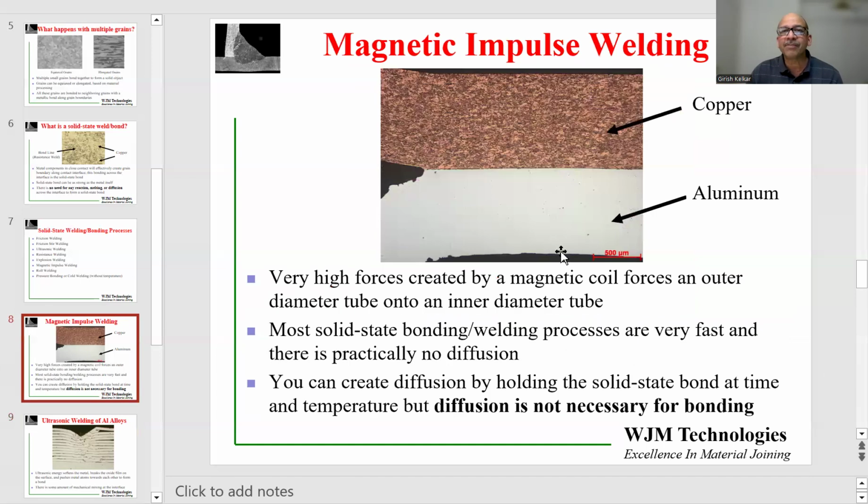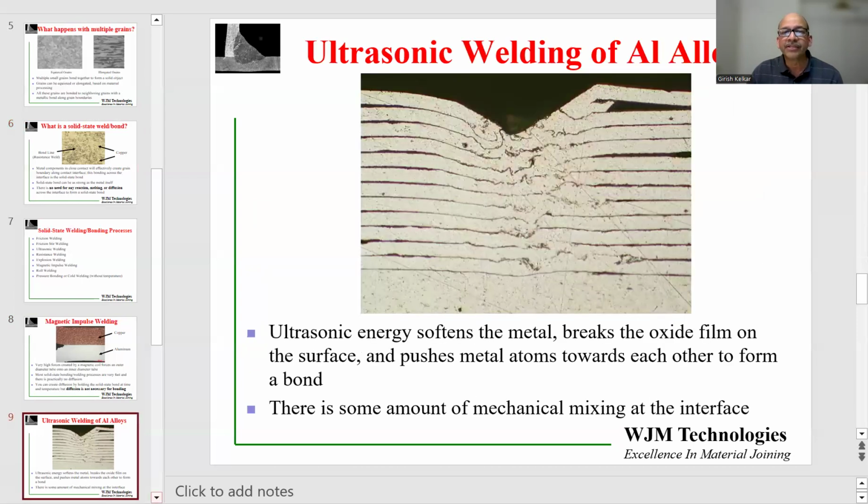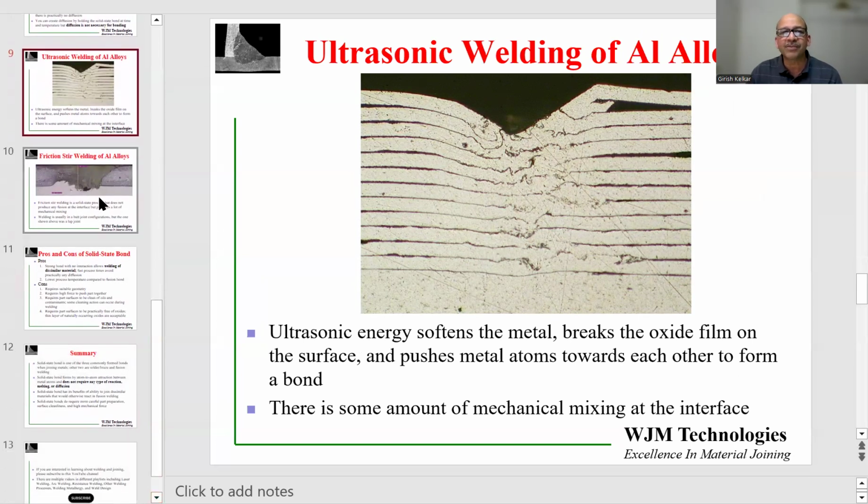Whereas in the previous example I had shown, for magnetic impulse welding, and the same for resistance welding, the interface is very clean, a single line, when those processes form a solid state weld. But in ultrasonic welding, you do have some amount of disturbance. And that is true with other processes as well.